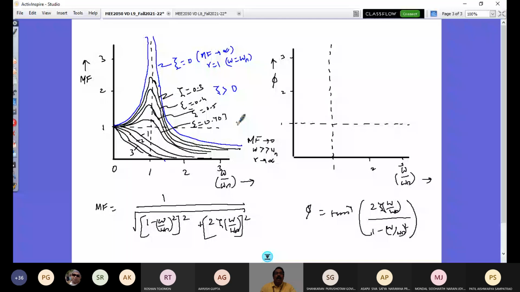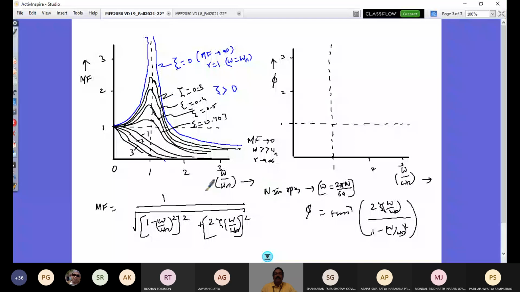Like in the last class, I said omega is nothing but the speed of any rotating element. If you know N in RPM, the rotational speed, you can get omega. So what is omega? 2 pi N by 60. N is in revolutions per minute, so divide by 60 to get revolutions per second, multiply by 2 pi, and you get radians per second. So this omega is the external excitation frequency of the rotating shafts.